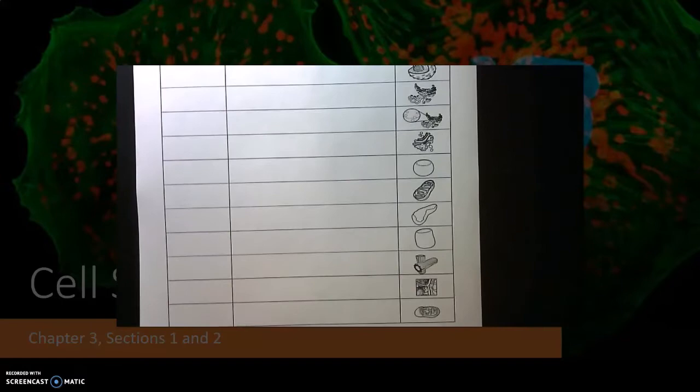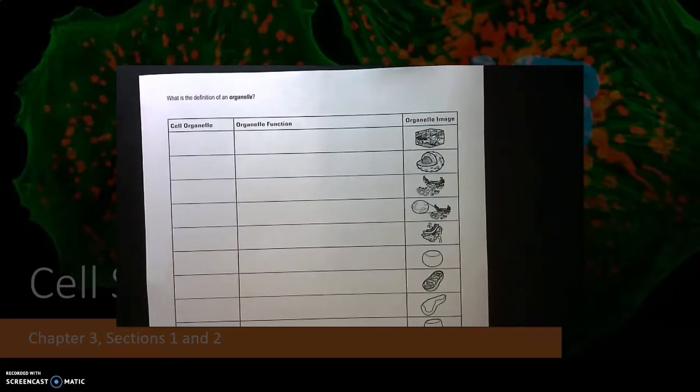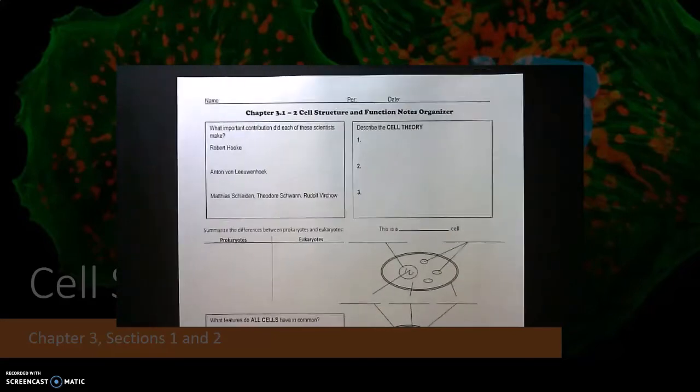So make sure that you have this to include this handy chart of organelles on the back. That's going to be a really handy study tool for you later on in this unit. So if you need to pause the video, go ahead and do that now and then come back when you have your notes organizer.